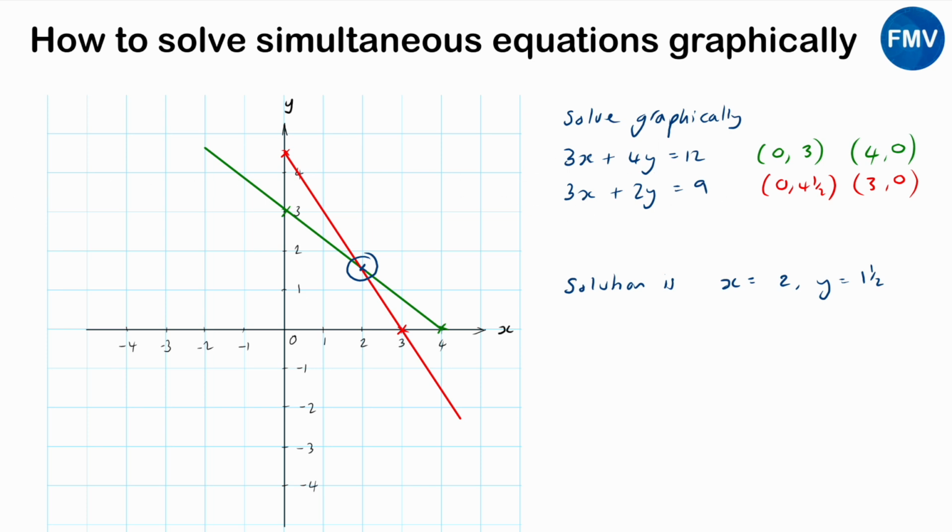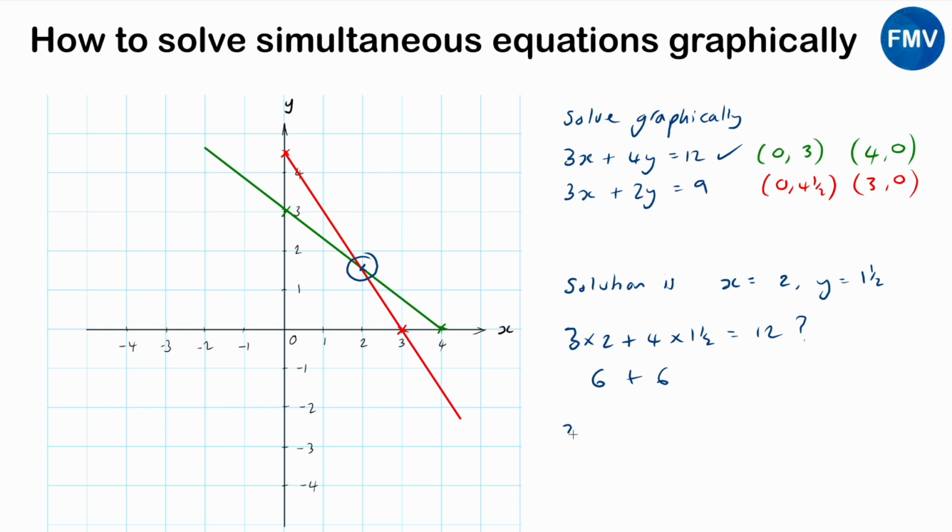The alternative check is to actually put x and y into both of these. So I could say, does 3 lots of 2 plus 4 lots of 1.5, does it equal 12? We're going to check. Well, 3 times 2 is 6. 4 times 1 is 4. 4 times a half is 2. 4 add 2 is 6. And 6 plus 6 make 12. So they are correct for that equation.